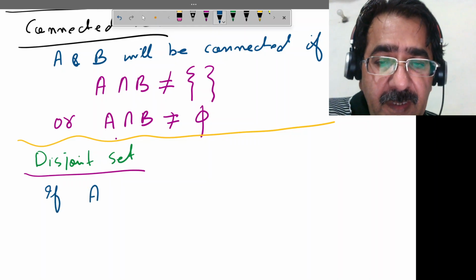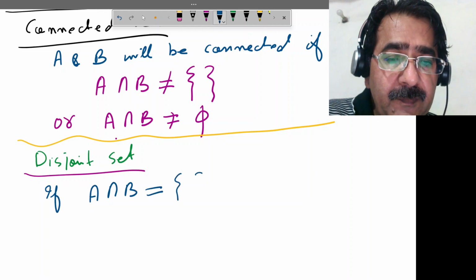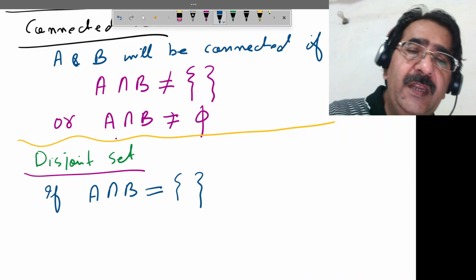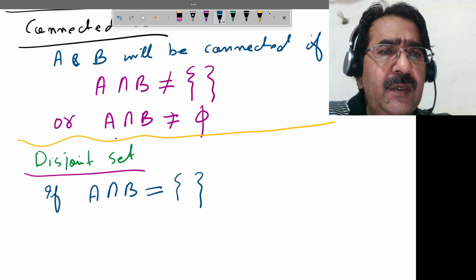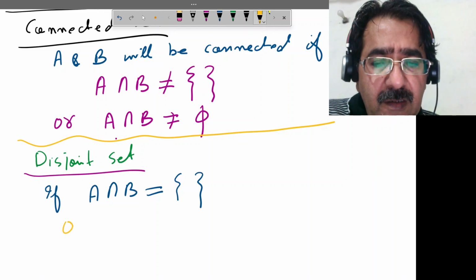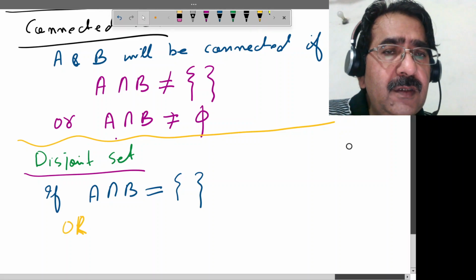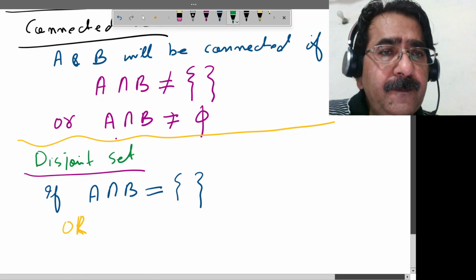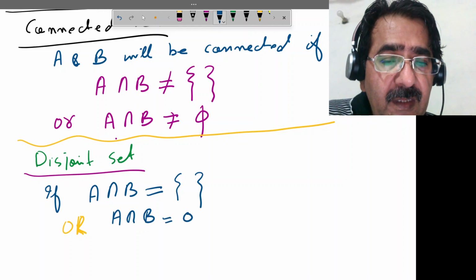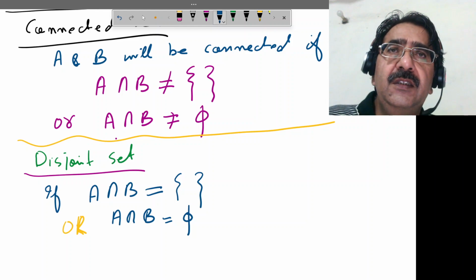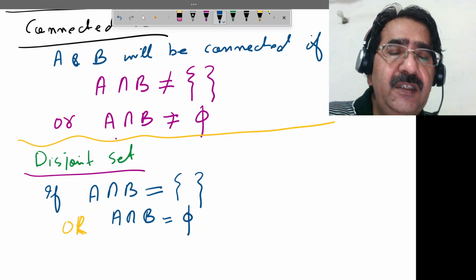If A and B don't have any common element, then that will be a disjoint set. That is also used for spaces too. Timing you may ignore, but you may use it for the definition of set because your topic is related to set. A intersection B means the intersection represents the common elements. If there is no common element, then that set will be defined as a disjoint set.